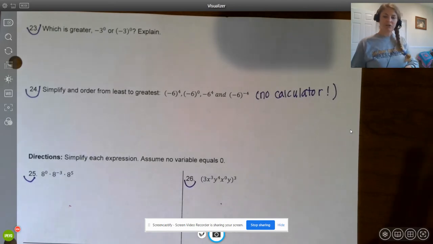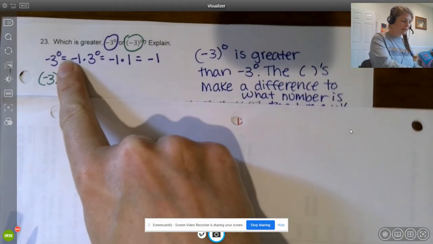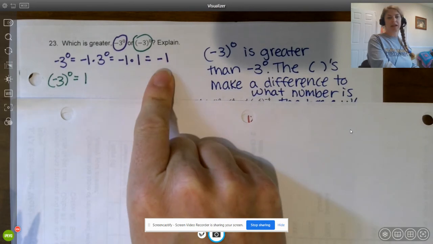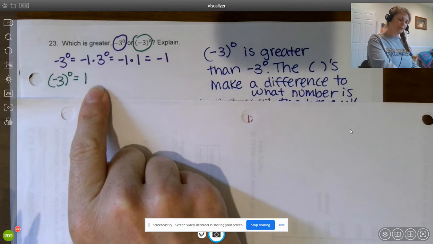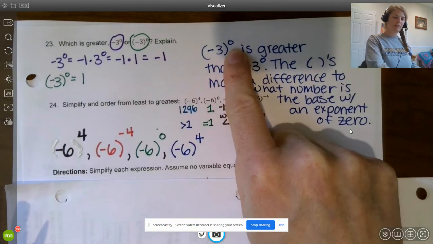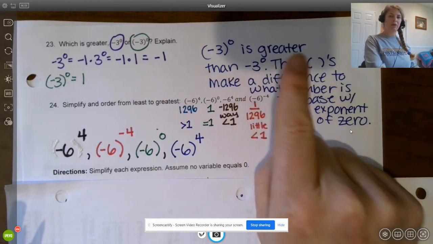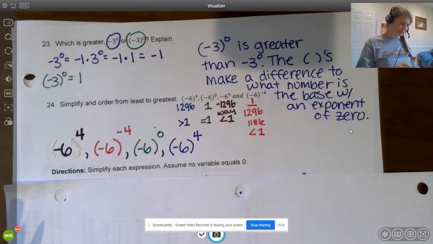So which is greater in 23? Well, we know that negative 3 to the 0 power is negative 1 times 3 to the 0, so negative 1 times 1, which is negative 1. Whereas (negative 3) to the 0 power, all in parentheses, is 1. So we know that (negative 3) to the 0 power is greater than negative 3, no parentheses, to the 0 power. The parentheses make a difference to what number is the base with an exponent of 0.